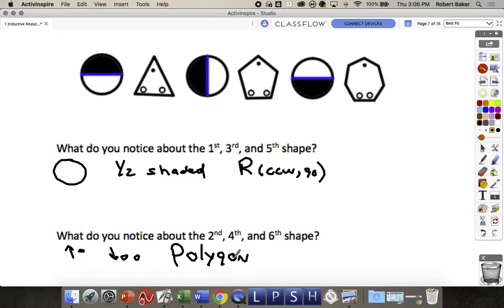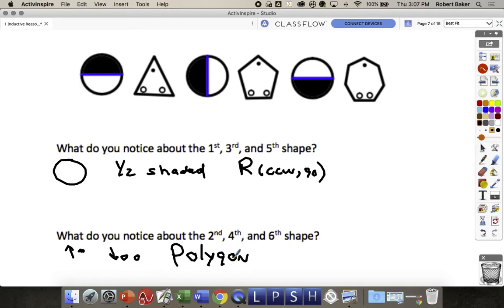The second, fourth, and sixth shape are all polygons. And now we can finally make it back to the original statement. Who said about the side thing? Okay, polygons, and we're adding two sides each time. I'm not going to go with that one because it works for you, but it doesn't work for me. There's a better way to describe it, and I think we're going to stumble onto it here in a second.